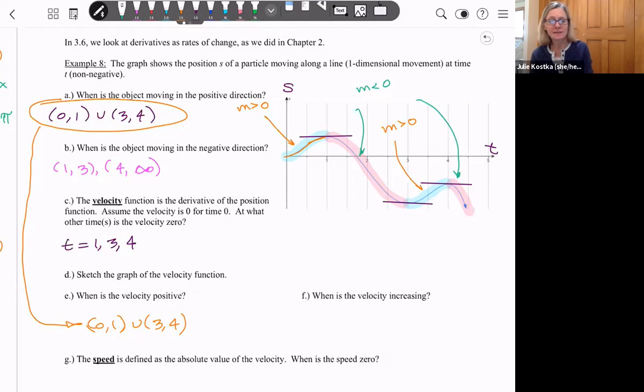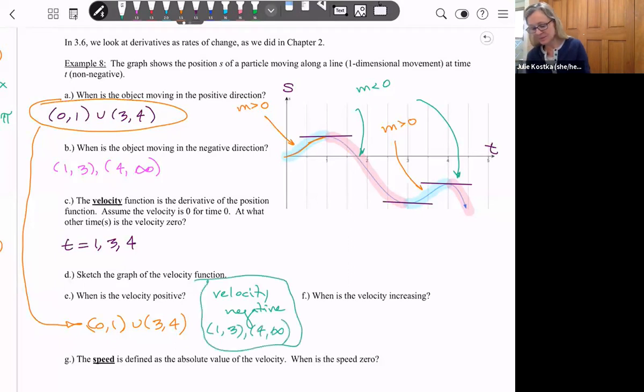I didn't ask that. I just asked where is the velocity positive. I'll put here velocity is negative on 1 to 3, and 4 to infinity. So that's just sort of an extra. Okay. Now let's go back up.